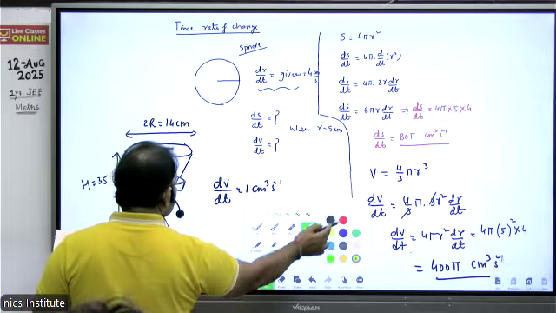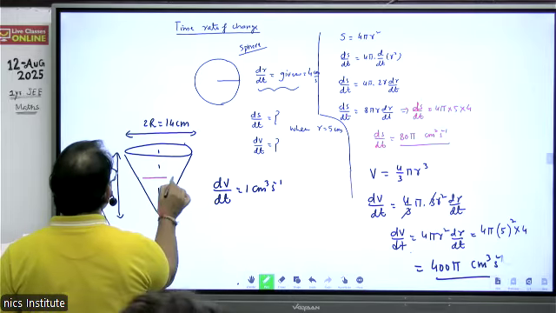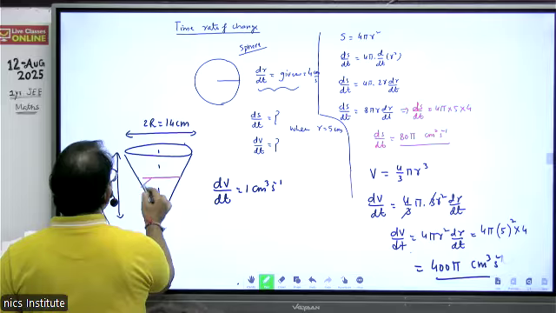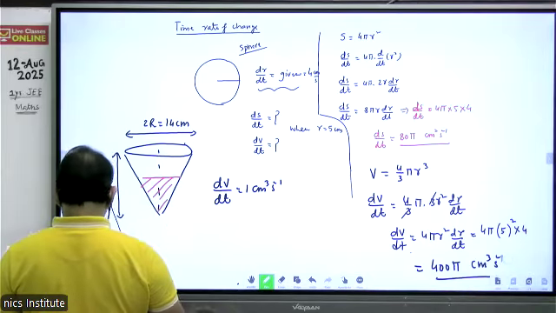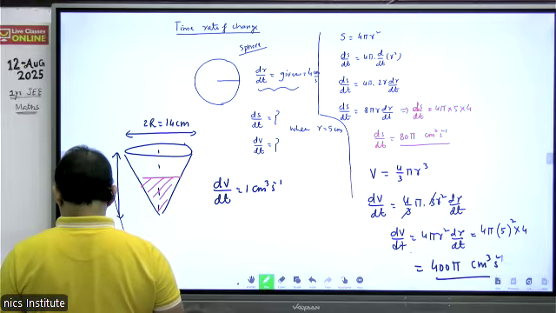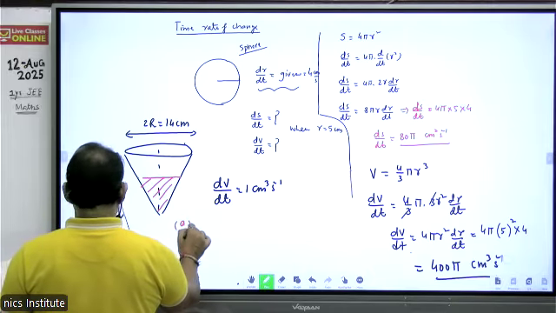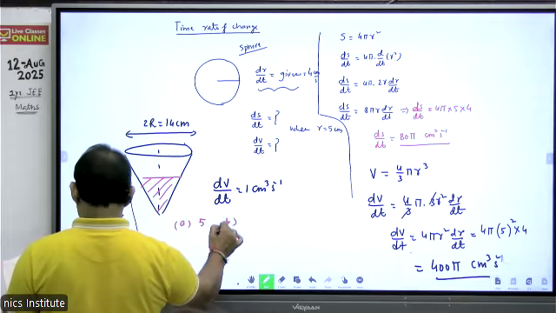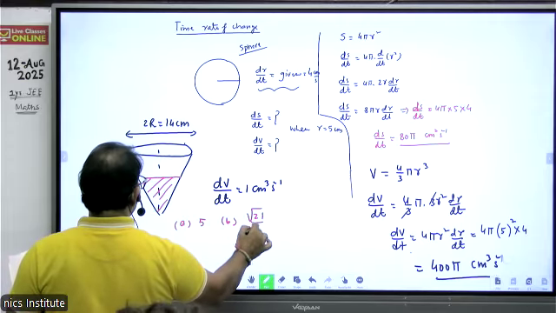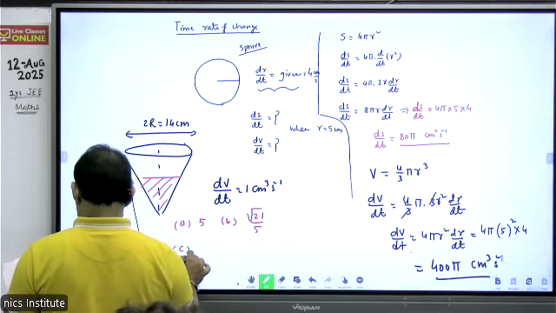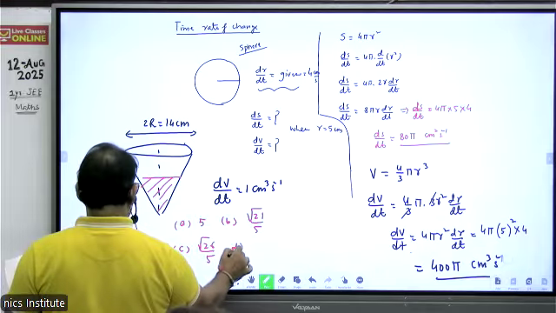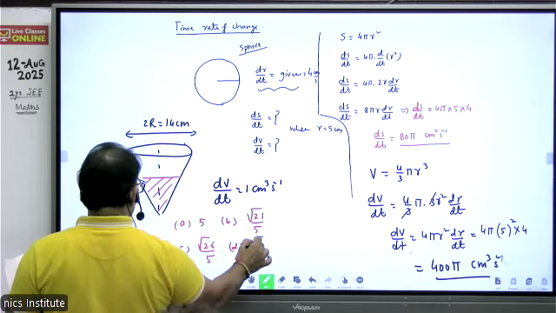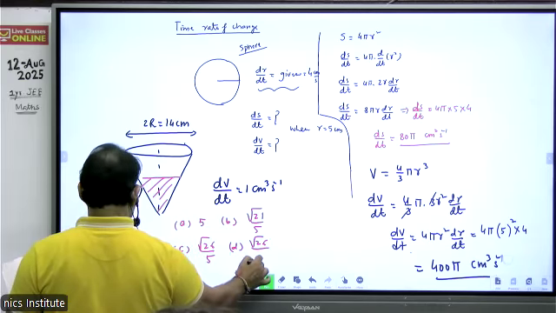You see, when the water is being filled, the wet surface area of the water would be something like this, it'll form a cone. So the wetted surface area will increase. And the options are 5, root 21 by 5, root 26 by 5, and option D is root 26 by 10.